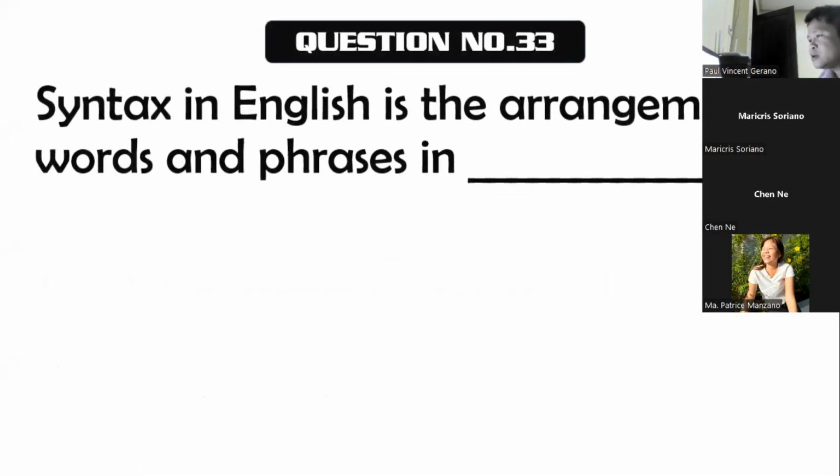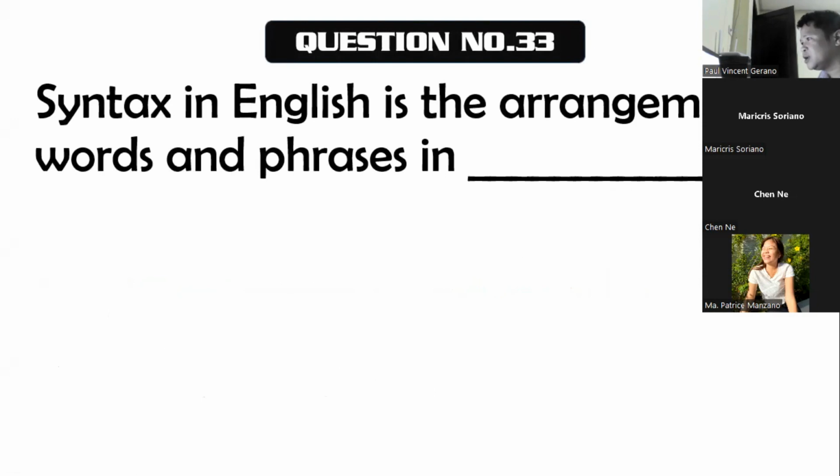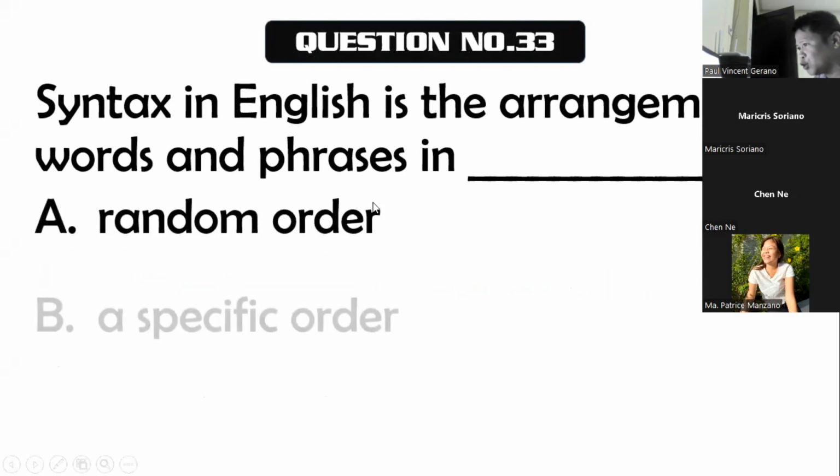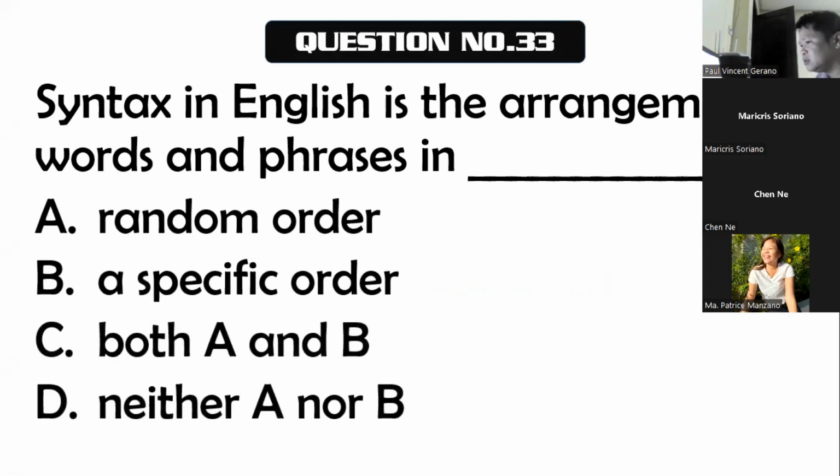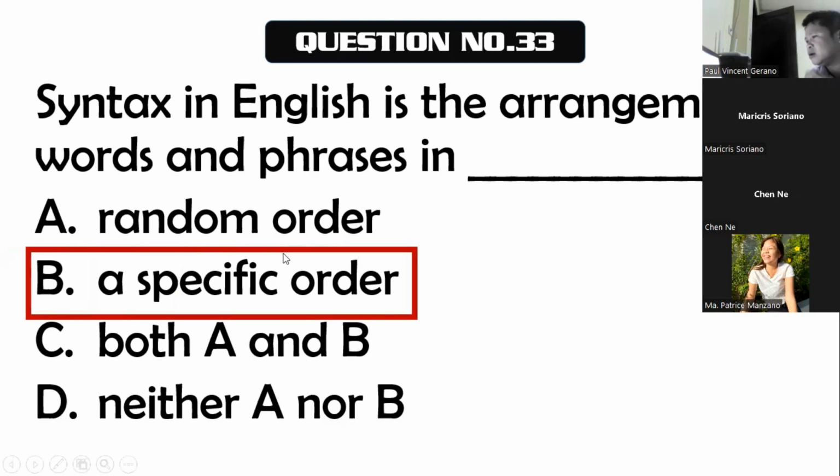33. Syntax in English is the arrangement of words and phrases in A, a random order, B, a specific order, C, both A and B, D, neither A nor B. What's the answer? Correct, letter B, specific order. Okay, letter B. Why?